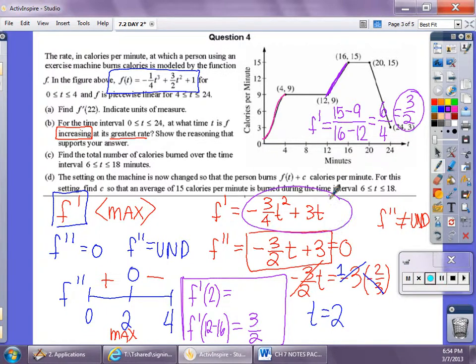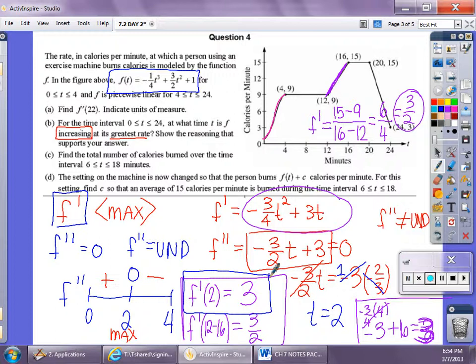And if I substitute in 2, I'm going to do that off to the side right here. Sorry, this is getting messy. Negative 3/4 times 4, which is negative 3, plus 3 times 2, which is 6, and you get positive 2. Just kidding, positive 3. Checking if you're awake. Therefore, at time equal to 2, the f prime value is 3, and that is the maximum.